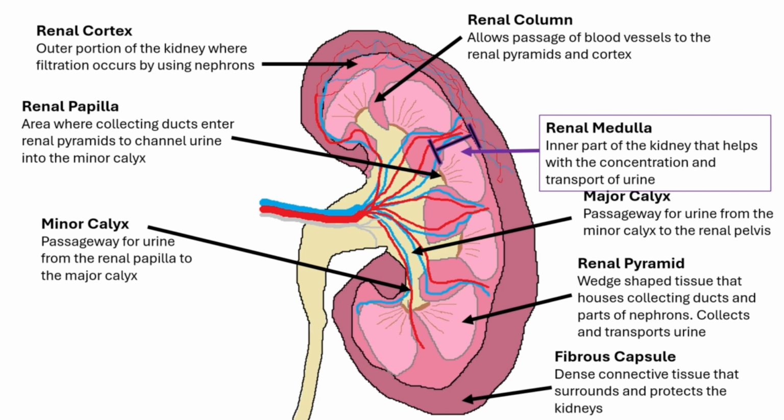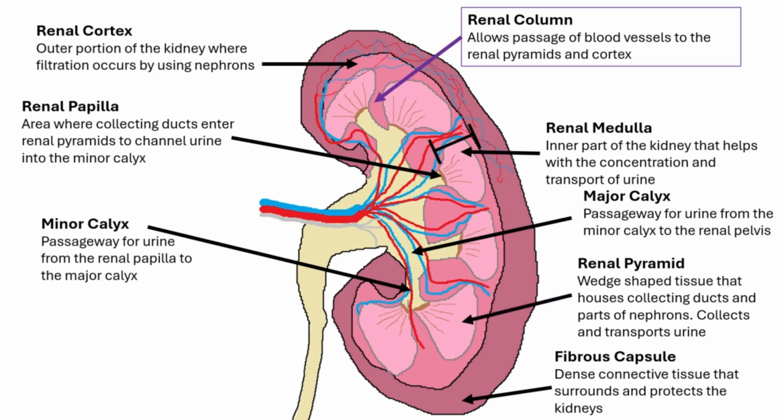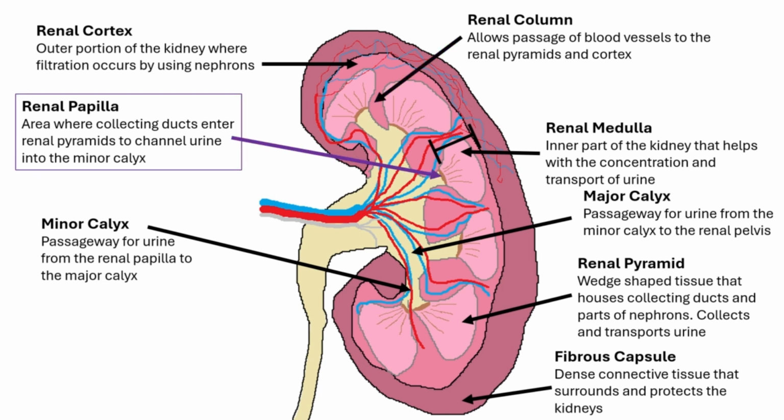The renal medulla is this inner part of the kidneys that has some parts of nephrons that assist in concentrating the urine by maintaining the salt and water balance of the blood, as well as transporting the urine. These wedge or cone-shaped sections are called the renal pyramids. They house parts of nephrons like in the medulla, and they also have collecting ducts that bring urine out of the renal pyramids. In between the pyramids are renal columns. They provide structure and space for blood vessels to pass through.